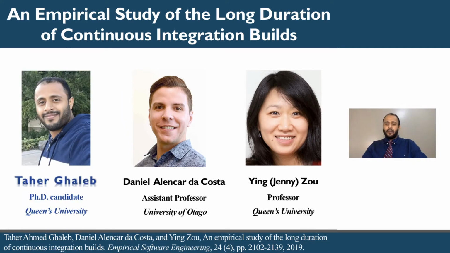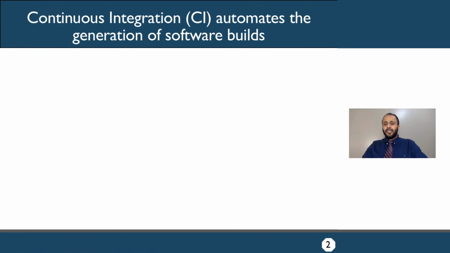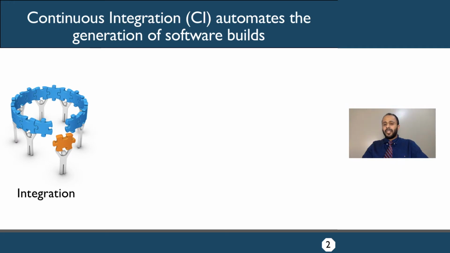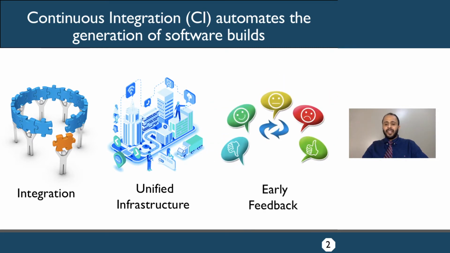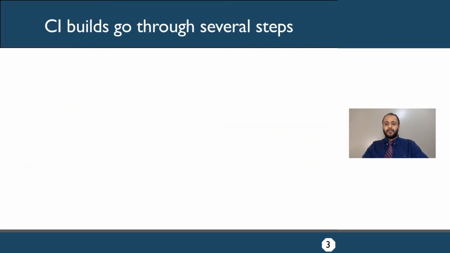In this talk, I'm going to present our research on the long durations of continuous integration builds. Continuous integration, or CI, automates software builds, which allows developers to integrate their code changes into shared repositories, compile and test the changes on a common infrastructure, and finally get early feedback on their builds.